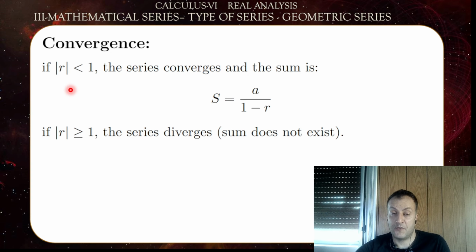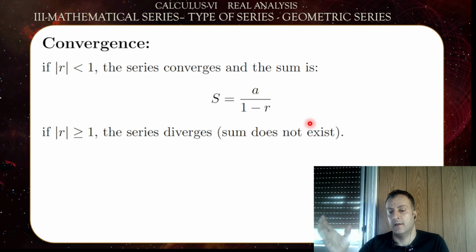Convergence. If r, in absolute value, is less than 1, the series converges and the sum becomes, so the entire answer for sigma n equals 0 to infinity of a times r to the power of n, which is the form of a geometric series, the series converges and the sum is equal to a divided by 1 minus r. Again, a being the number multiplying the term which is raised to the power of n.